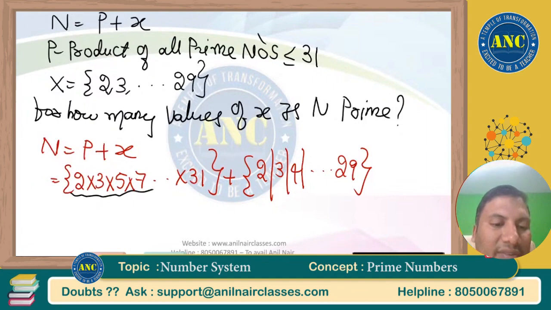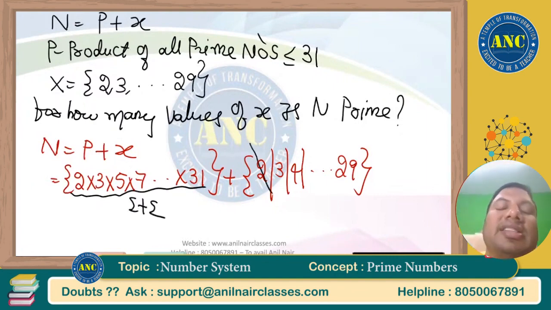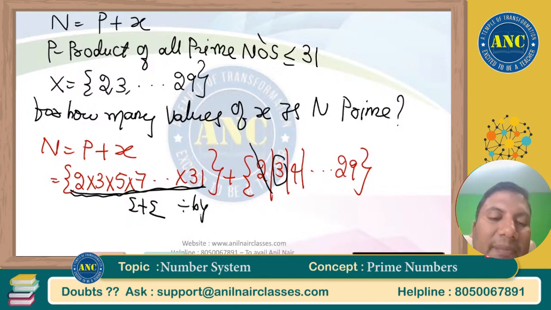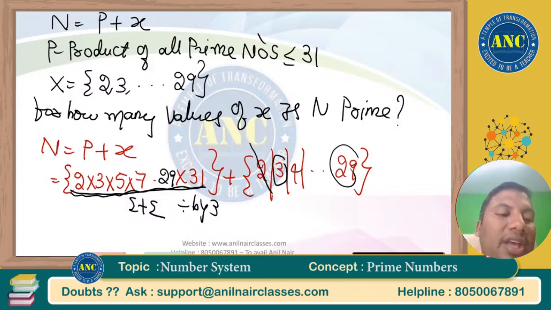See here, P is divisible by 2, and 2 is divisible by 2. Even plus even is an even number. Any even number other than 2 cannot be a prime number. P is divisible by 3, and 3 is divisible by 3, so the answer will be divisible by 3. Next, 4 is an even number, so the answer will be divisible by an even number. Then 29: here also 29 is present, and 29 is again divisible by 29.